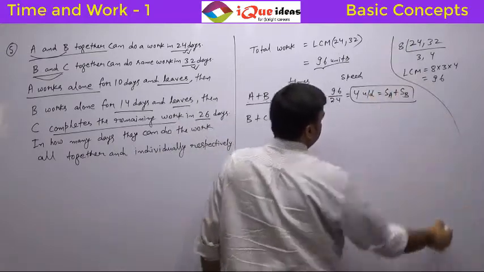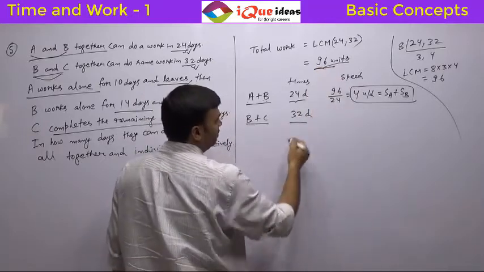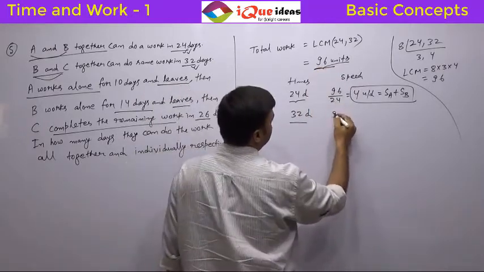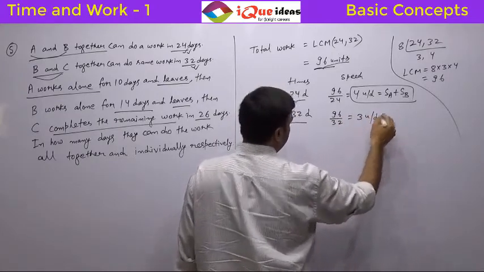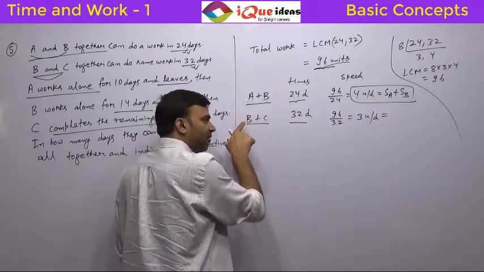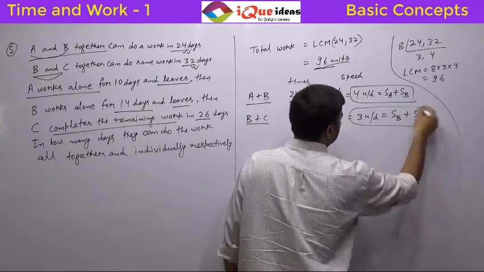Similarly, this B and C together can do the whole work, 96 units, in 32 days. That means their speed will be 96 by 32, which is 3 units per day. What is the 3 units per day? This 3 units per day is the combined speed of B and C. That means it is speed of B plus speed of C.